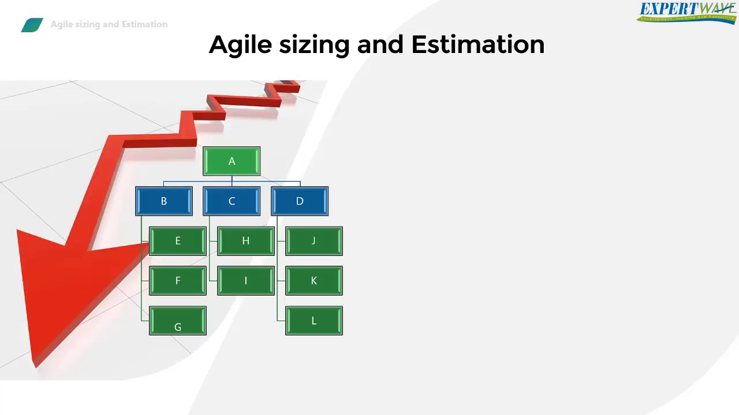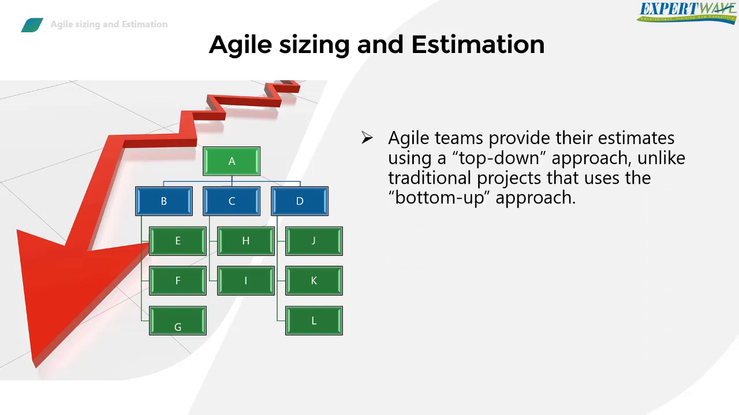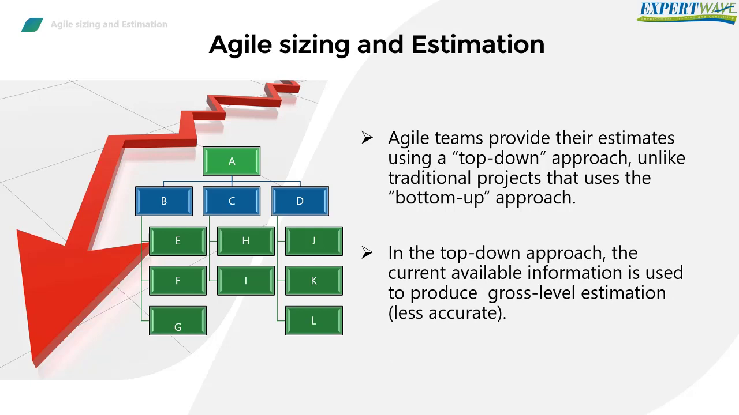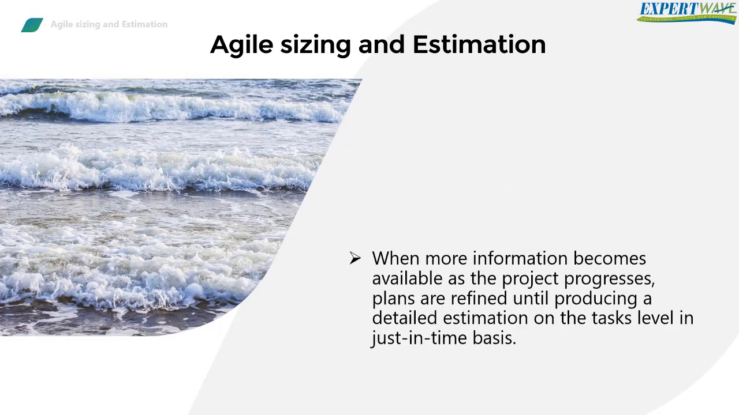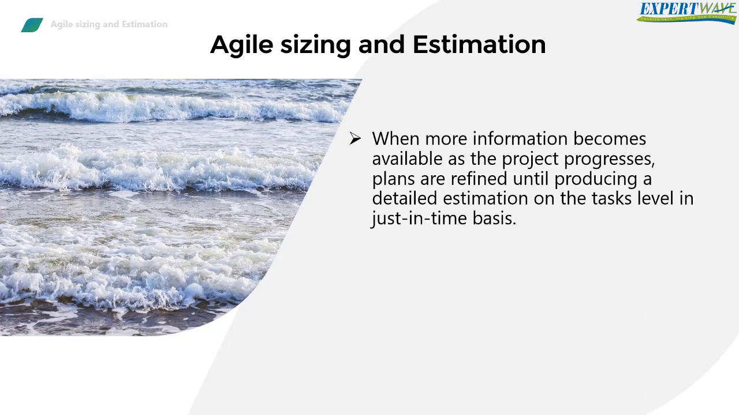To address the high uncertainty level in an agile project, estimation is provided using a top-down approach, where the project team uses the currently available information about the project to produce a rough estimation that's less accurate and less detailed. Then, when more information becomes available as the project progresses and as the team knows more about the requirements, the project team refines their plans until they reach the detailed estimation of each task on a just-in-time basis.